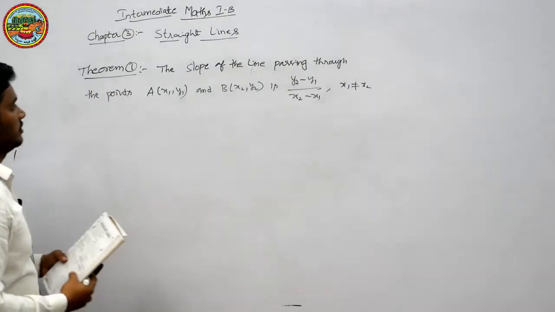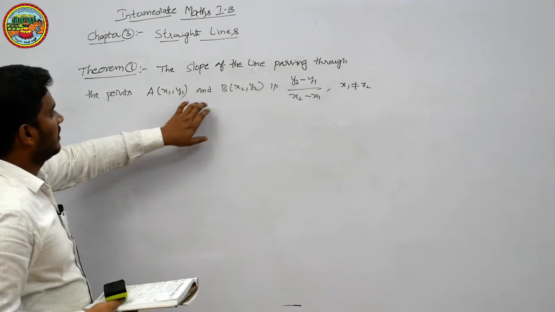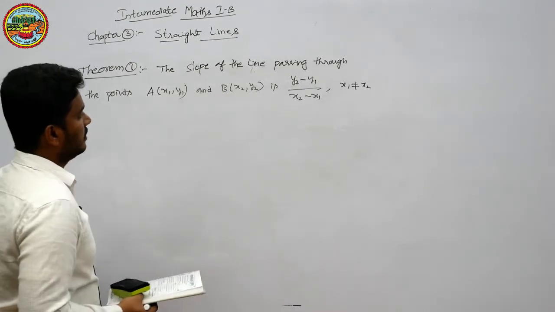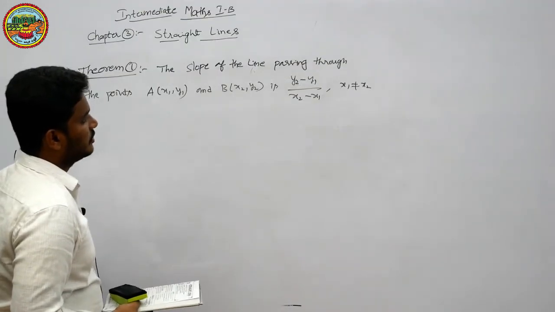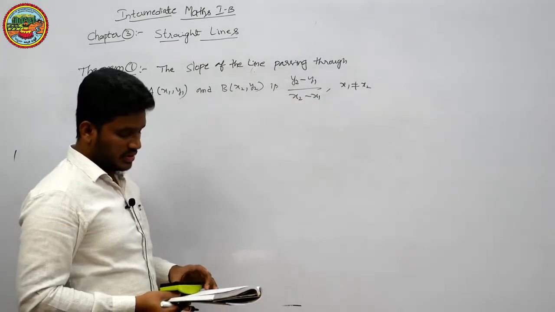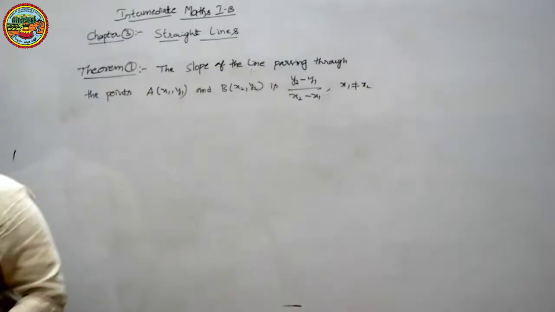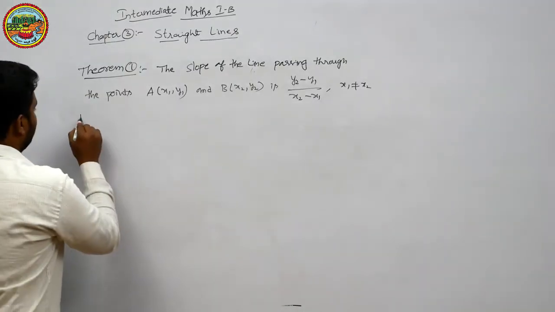So the slope of a line passing through the points (x1, y1) and (x2, y2) is (y2 minus y1) by (x2 minus x1). We have to prove that (y2 minus y1) by (x2 minus x1) is the slope of the line passing through the two points. So here is the proof.